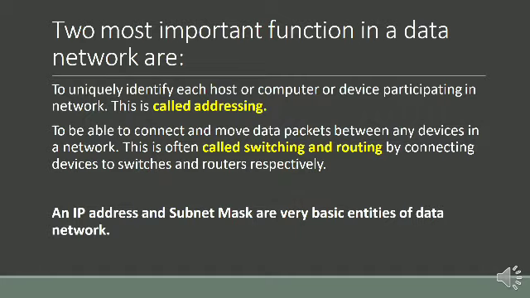Two most important functions in a data network are: to uniquely identify each host, computer, or device participating in the network, which is called addressing; and to be able to connect and move data packets between any devices in a network, which is often called switching and routing, by connecting devices to switches and routers respectively. An IP address and subnet mask are very basic entities of a data network.